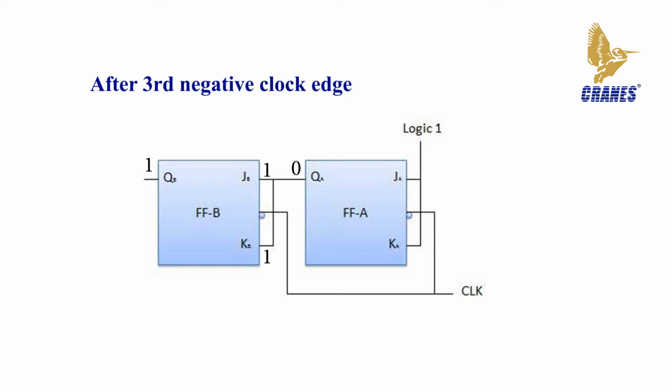After the third negative clock edge, that is, on the application of the third falling clock edge, flip-flop A will toggle from 0 to 1, but there is no change of state for flip-flop B. Hence, QB QA is equal to 11 after the third clock pulse. After the fourth negative clock edge, that is, on the application of the next clock pulse, QA will change from 1 to 0 as QB will also change from 1 to 0. QB QA is equal to 00 after the fourth clock pulse.